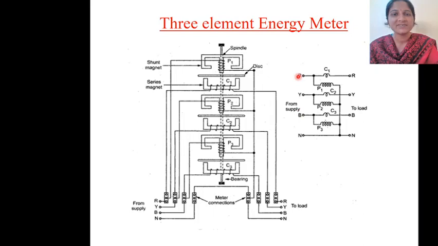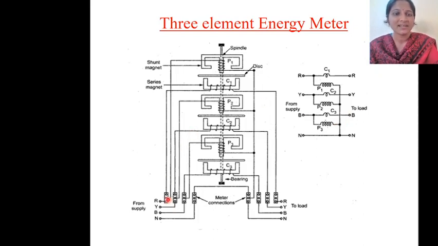From the supply it is given to the R, Y, B and neutral phases, that means a 4 wire system. And at the load also there are R, Y, B and neutral. In the first R phase there is one current coil and one pressure coil, in the Y phase current coil and pressure coil C2, P2, and in the B phase C3, P3, current coil and pressure coil. All the pressure coils are connected to the neutral. That means all the pressure coils are connected in parallel, and the current coils are connected in series to the load.